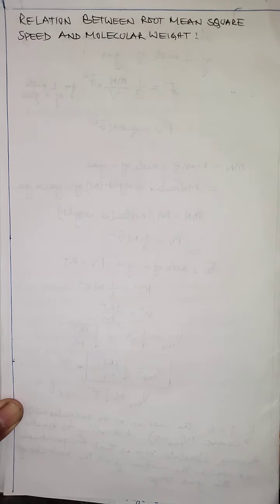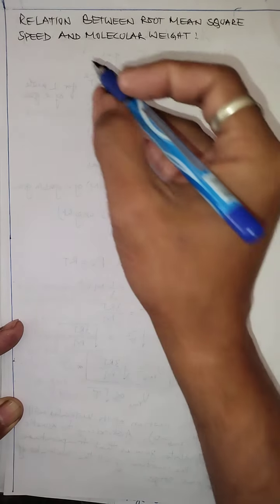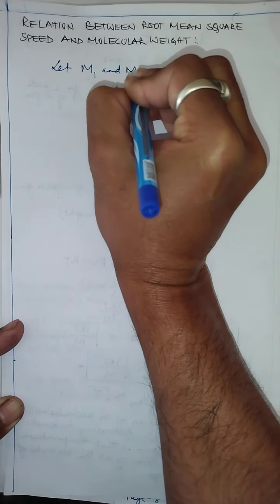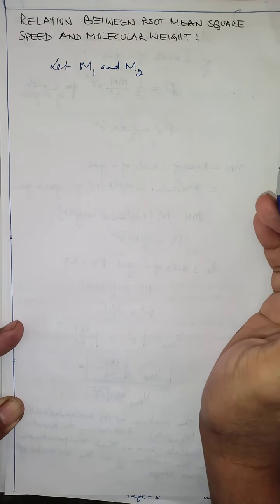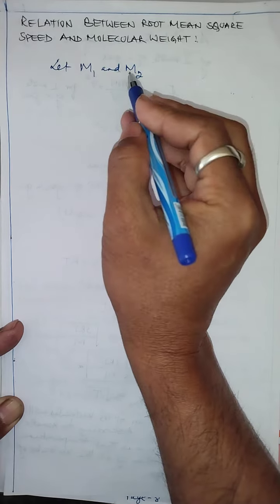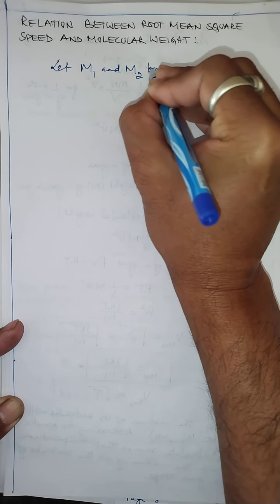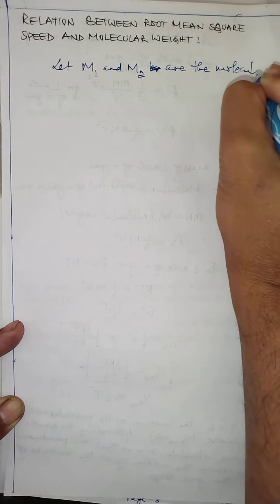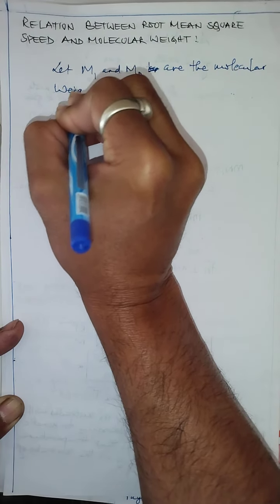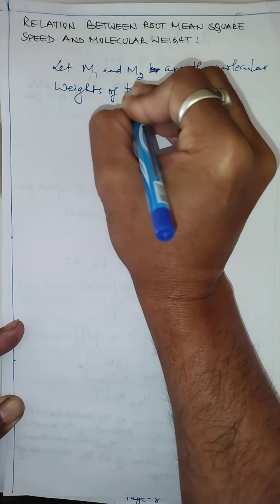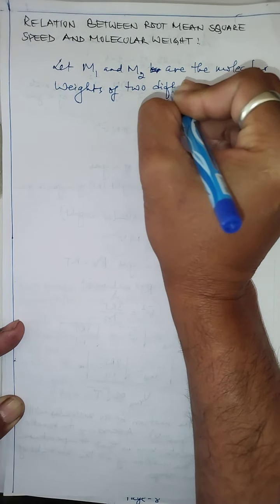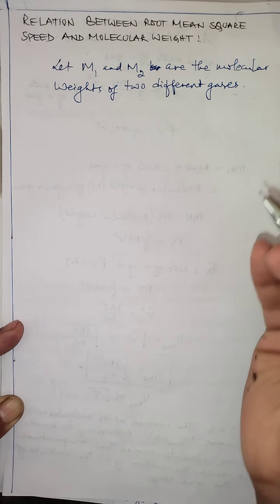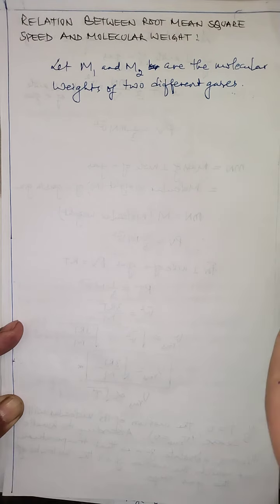Now for this, let me take two gases. Let M1 and M2 be the molecular weights of two different gases. So I'm just considering there are two gases whose molecular weights are different. Now, if molecular weights are different, that means their RMS speeds are also different.